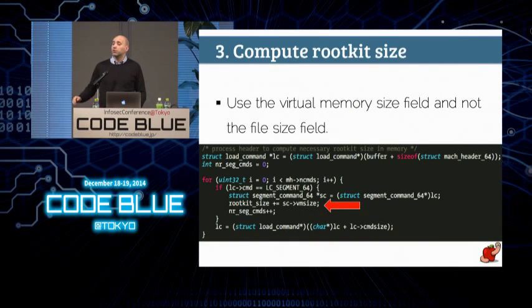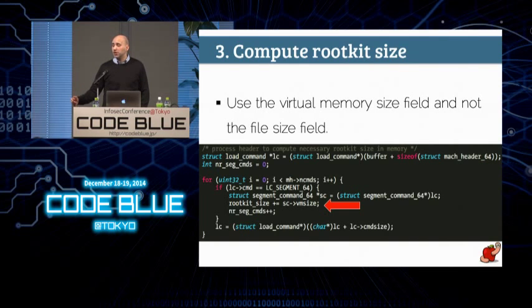You need to compute your rootkit size because you want to allocate memory where to load the rootkit. There is a small trick that you need to pay attention to, which is you need to use the virtual memory field from the header of the rootkit. What you do is you process the rootkit itself, the header, and you see what commands, what parts of data you need to load in memory. There are two fields in the header. One is the size on disk, and the other is the size in memory. They can be different because of alignment spaces.